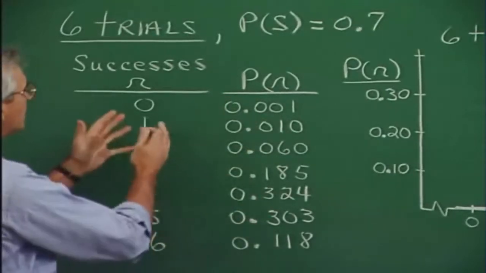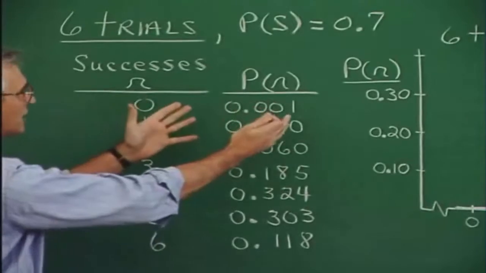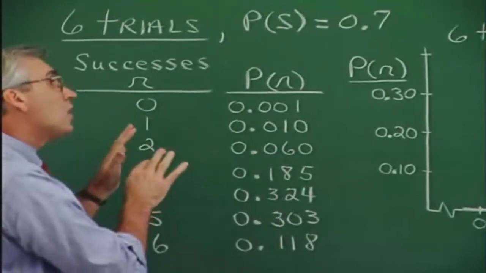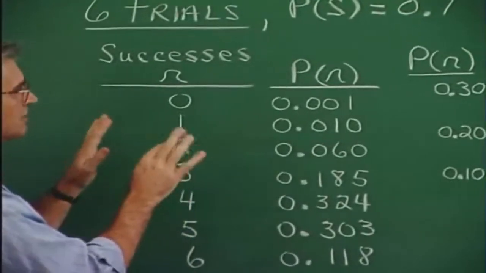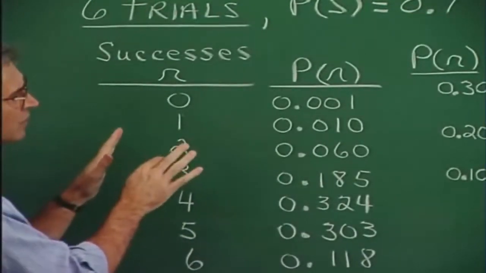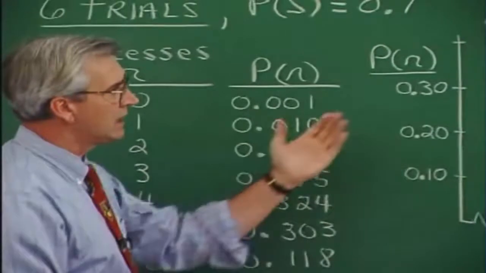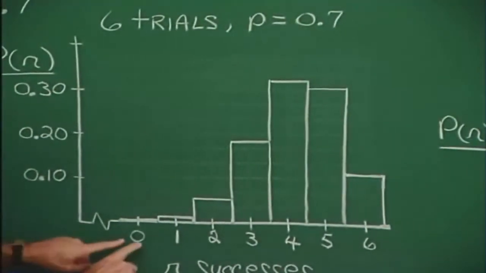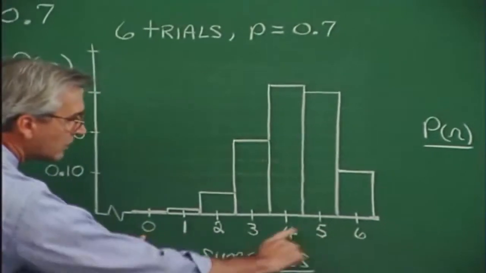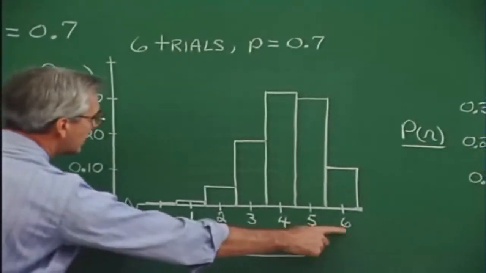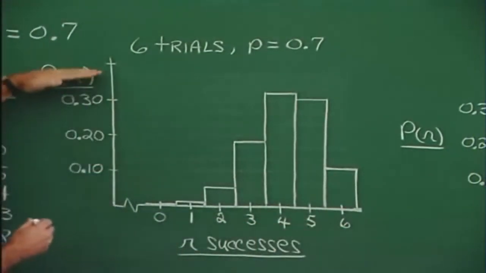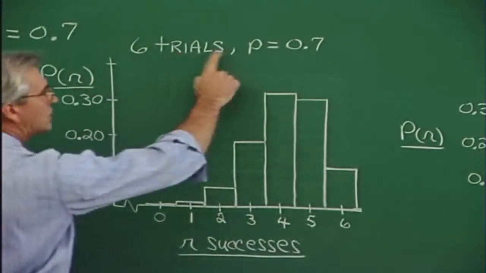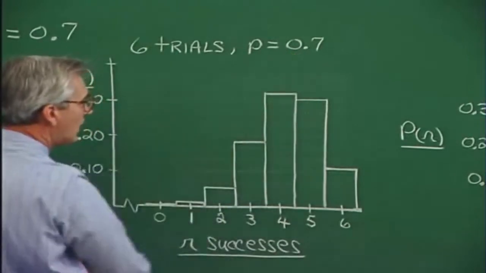It turns out that this relationship between r and the probability of r is graphable, and we can know quite a bit about the distribution by looking at the graph. The graph we're choosing is a histogram, and here's the histogram corresponding with this information. Notice the r successes along the horizontal axis, 0 through 6, and the probability values along the vertical axis, for 6 trials with probability of success 0.7.